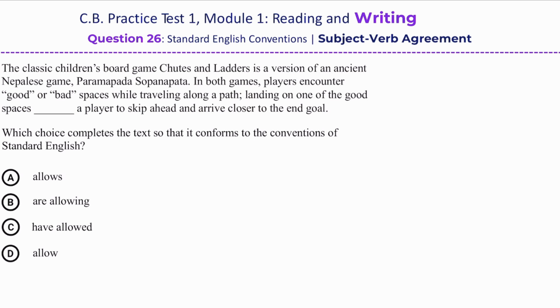And we know that landing is a singular subject. And if you guys didn't know that, this is a great grammar rule to write down. ing words can sometimes be used as the subject of a sentence. So if I say "swimming is my favorite sport," swimming is the subject, and the verb is "is." And so the grammar rule here is ing words, when they're used as subjects, are always singular.